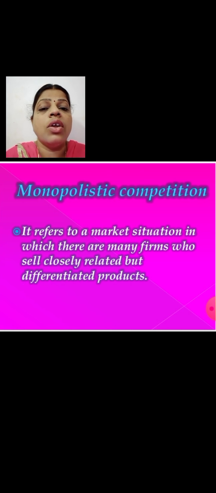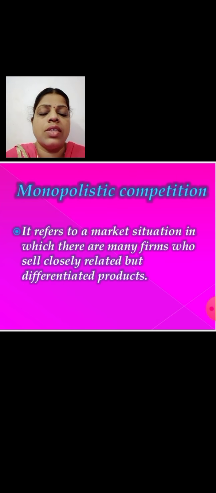So what about the nature of the products? It is not homogeneous. The firms sell closely related products, but they are differentiated. Understood? It is not homogeneous, but we can see differentiation in the product's nature as well as in all aspects. So that is related to monopolistic competition.